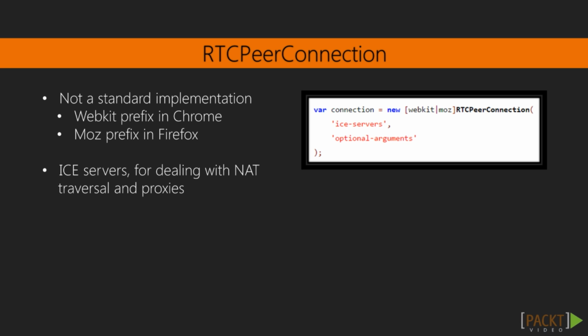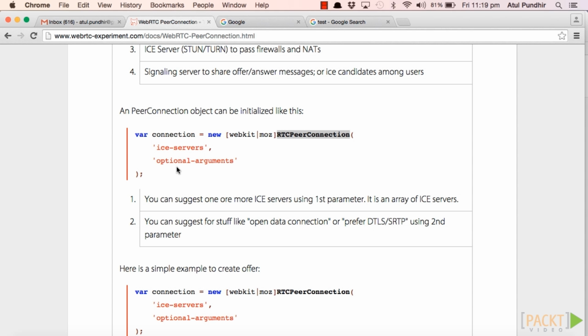This is quite easy. Following this code example, https://webRTC-hyphen-experiment.com/docs/webRTC-peer-connection.html, you just need to specify the ICE servers and the optional arguments. We are creating a new object called connections. It accepts two arguments, which are the list of ICE servers, which we need to specify, and optional arguments. We see here two different arguments.